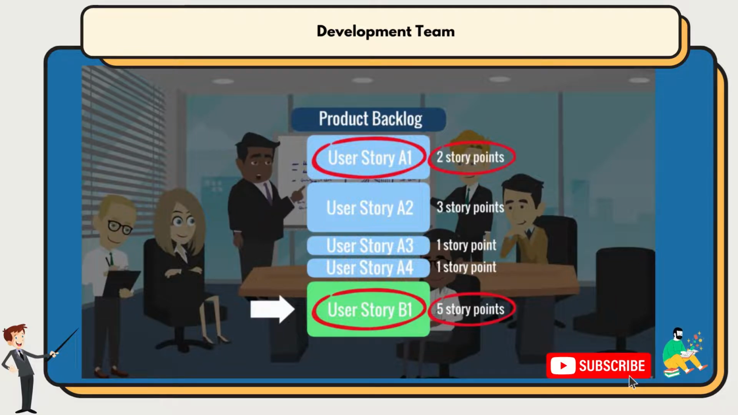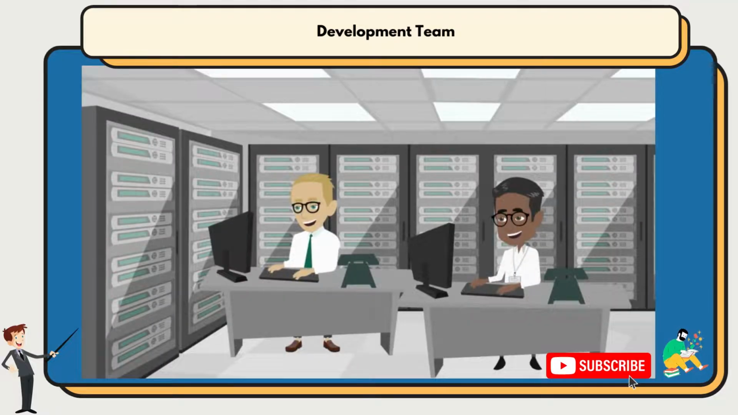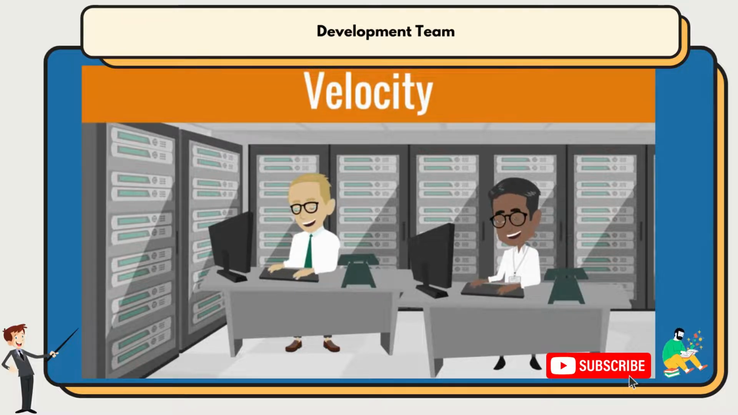Okay. With the story points assigned to each user story, there is one more thing to be determined, and that is the capacity of our development team. In other words, how many story points can they deliver in a certain sprint? In Scrum, they call this velocity.